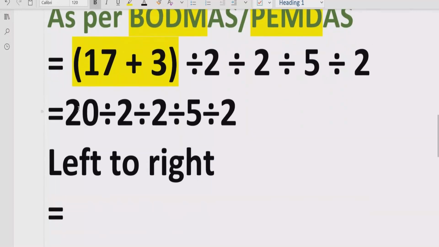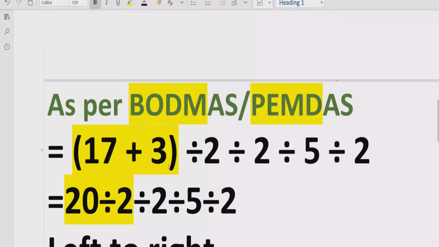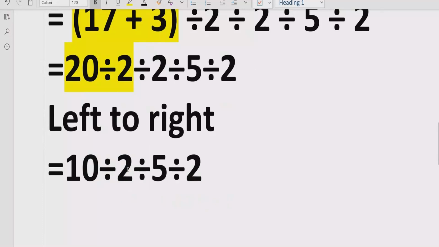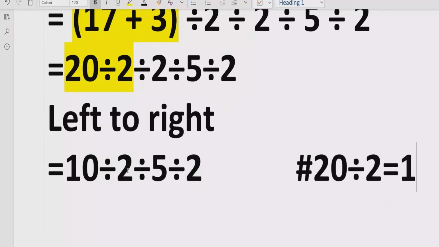So now we have 20 divided by 2. According to the rule, either you are using BODMAS or PEMDAS, we have to follow the same rule. We have to go left to right in this expression and find out which is coming first. So this time we have 20 divided by 2. We have to solve this one, 10, and divided by 2, again divided by 5, and divided by 2. We will write here as it is. And here we have to give the reference: 20 divided by 2 equals 10.